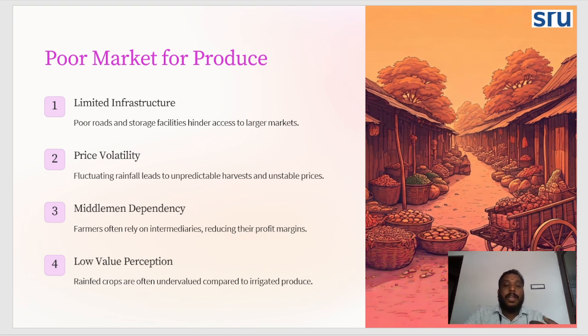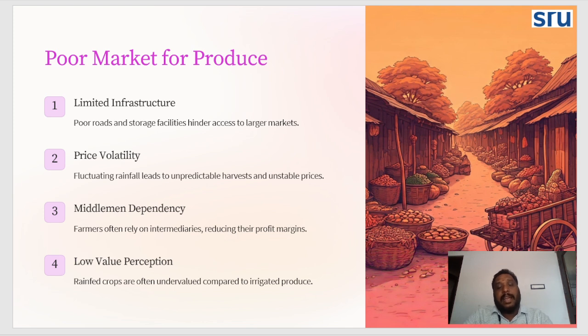If we go deeper into the limited infrastructure point, poor roads and storage facilities hinder access to the larger markets. Whatever is produced in these places cannot be stored for a long time due to the lack of proper storage facilities, and the majority of it is easily perishable. So they sell it in the nearby market or to the middleman available in their area before it perishes, so that they get some money. That's how it happens.